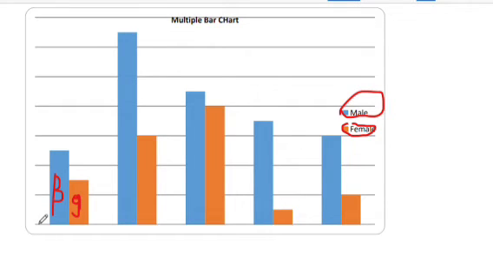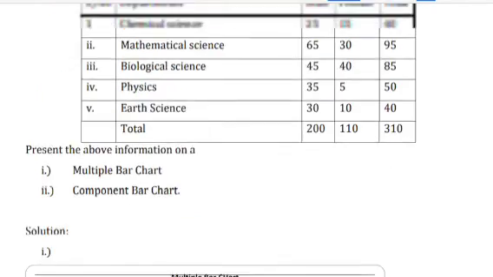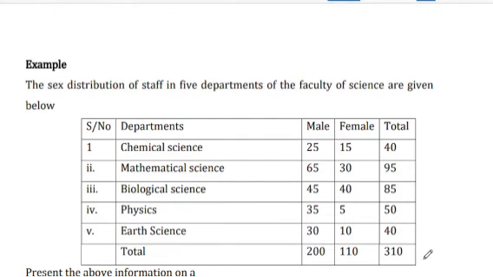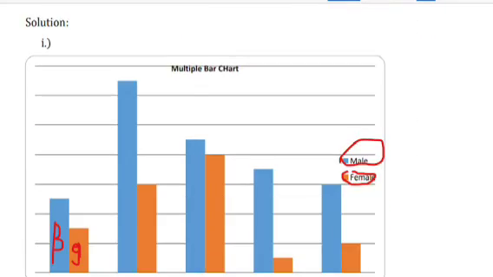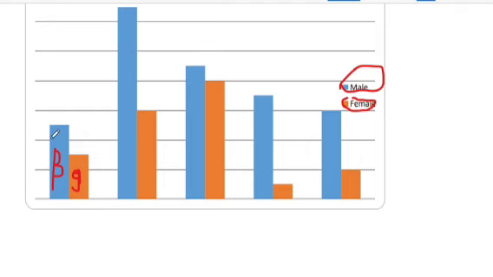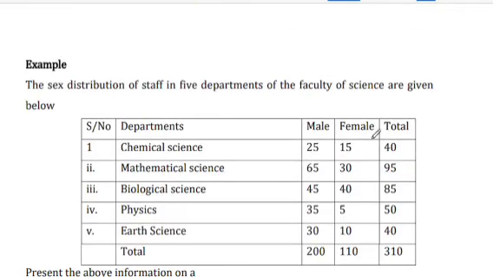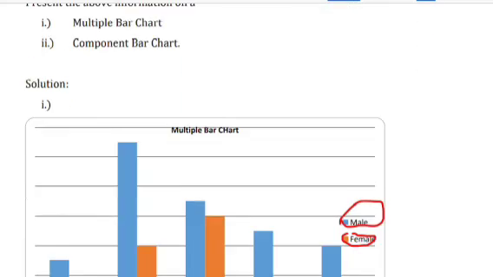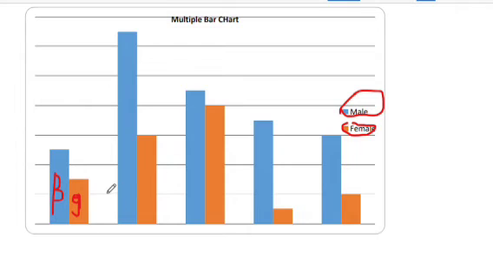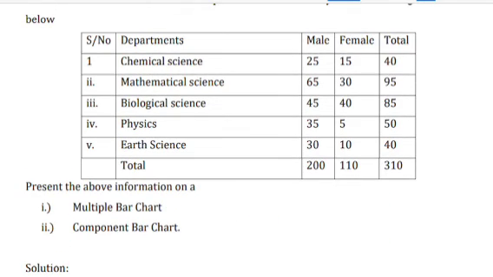The last one is 0, then 10, 20, 30, 40, 50, 60, 70. This one is well arranged. If you go back to the table, we have 25 male. Half of 10, 20 and 30 is 25. Then for female, we have 15, which is between 10 and 20. This is 10, this is 20. That's for the faculty of chemical science.